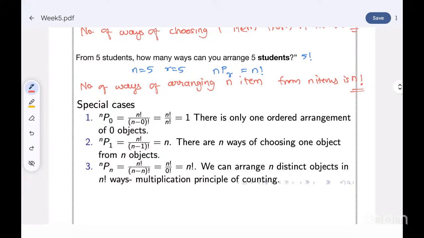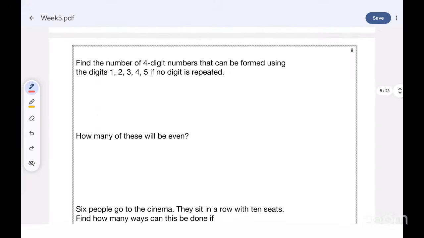All right. Moving to the next question. Find the number of 4-digit numbers that can be formed using the digits 1, 2, 3, 4, 5 if no digit is repeated. This is 5P4. Always remember, if you want to do some permutation, you can make boxes like this for better understanding. You have a 4-digit number, and no digit is repeated. How many options are there for the first box?